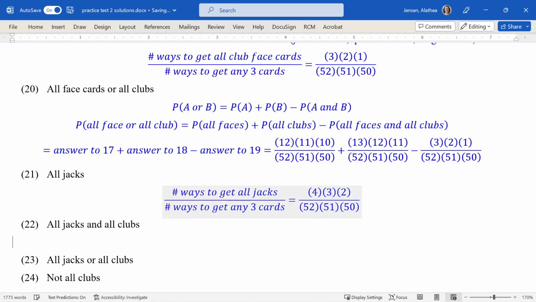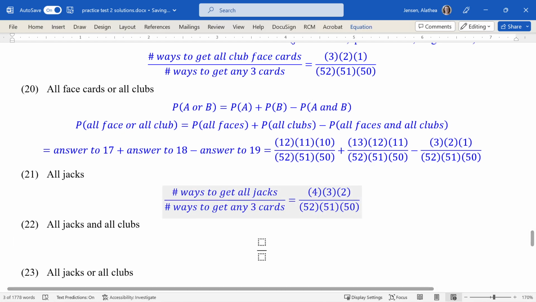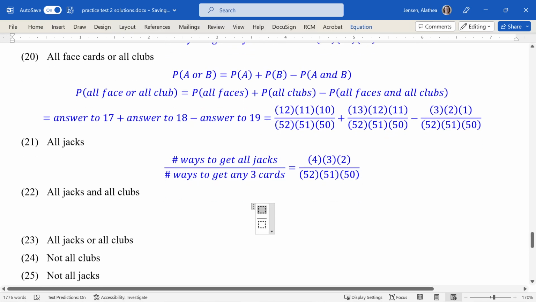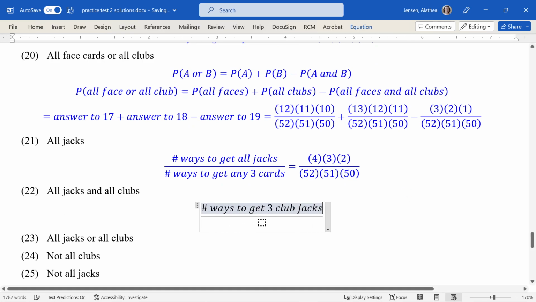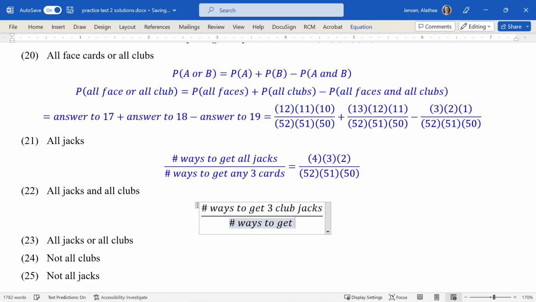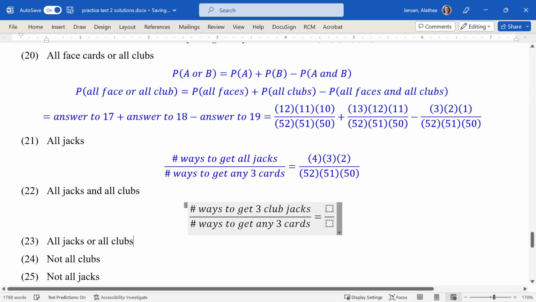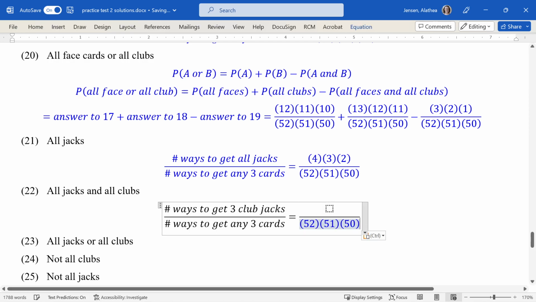Next question, all jacks and all clubs. Remember, we're talking about the same 3 cards. So I need the number of ways to get 3 club jacks. They all need to be a club and a jack. And then on the bottom, number of ways to get any 3 cards. My bottom is going to be the same as what I've been doing.